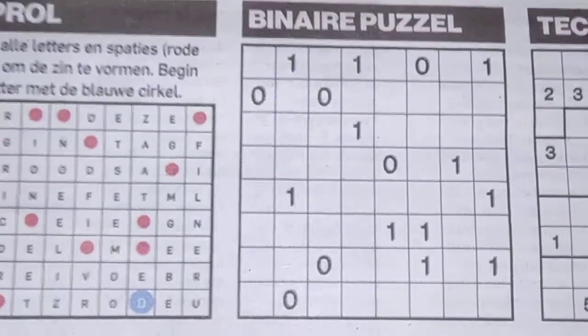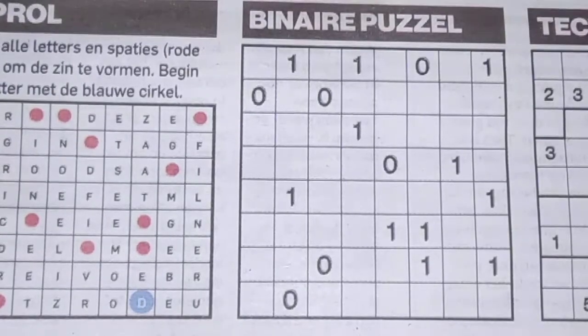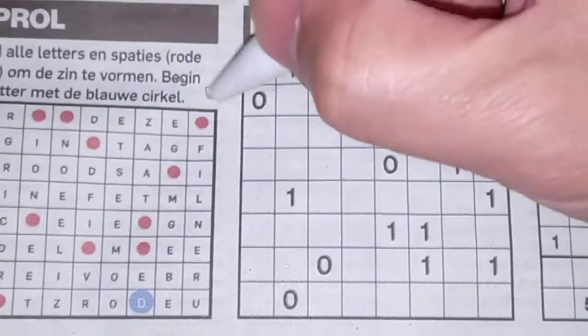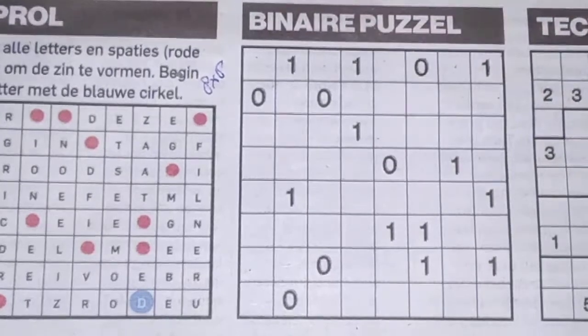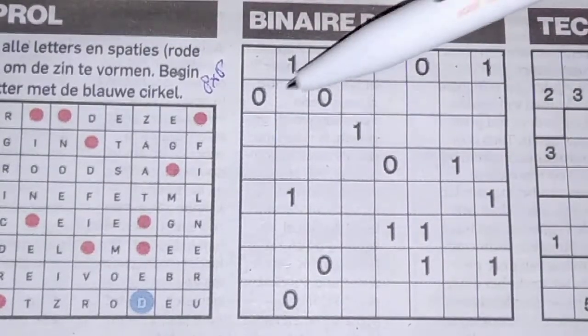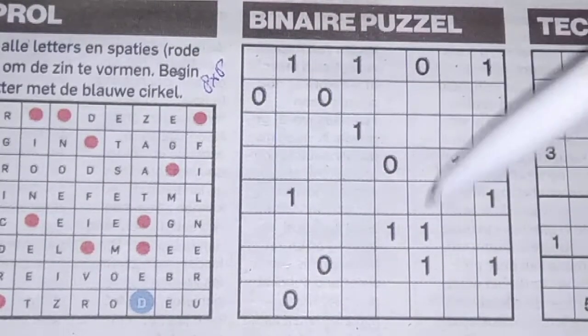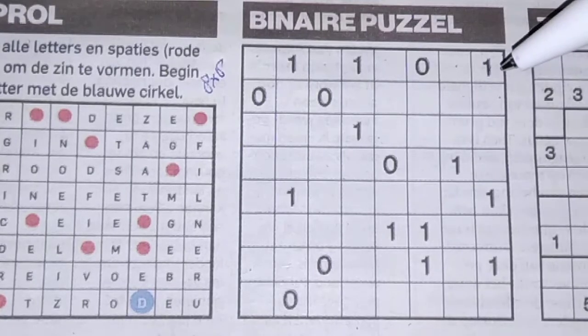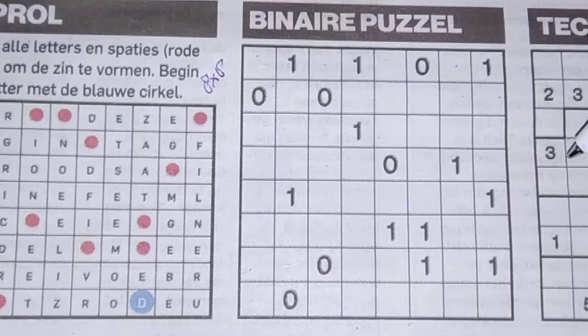We have a binary puzzle here, so let's count first what kind of binary puzzle this is. 1, 2, 3, 4, 5, 6, 7, 8. It's an 8 by 8 binary puzzle. That means in a row or in a column there are always 4 ones and 4 O's. Remember that, so we can start. Yes, let's get started.